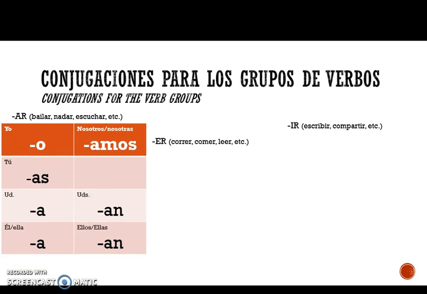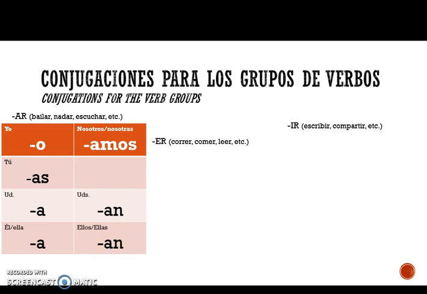If the subject is yo, again, I want to say I do an action, for example, I swim, my verb is going to end in o. If tú is the subject, you do something, the ending will be as. Usted, a, él and ella, a. Nosotros, amos. Ustedes, if I want to say you all do something, an. Ellos and ellas, an.